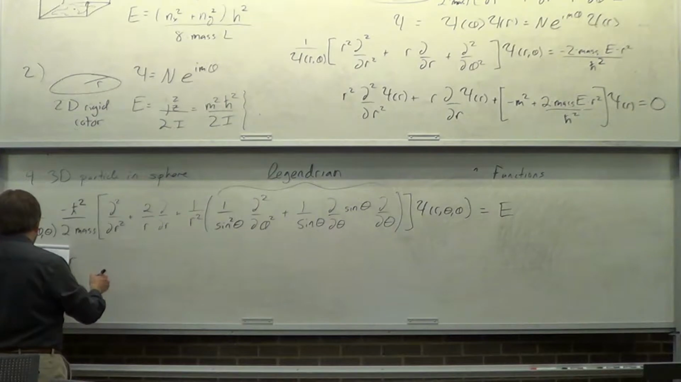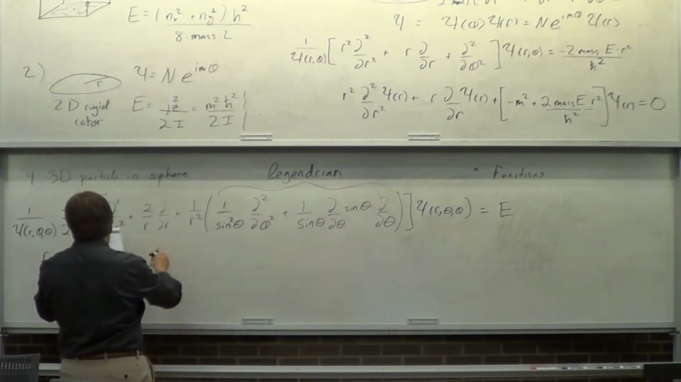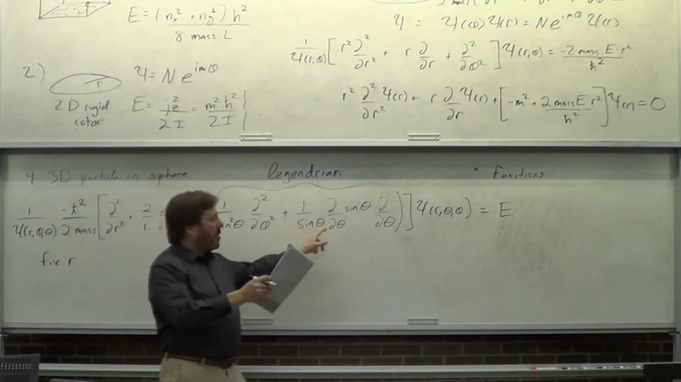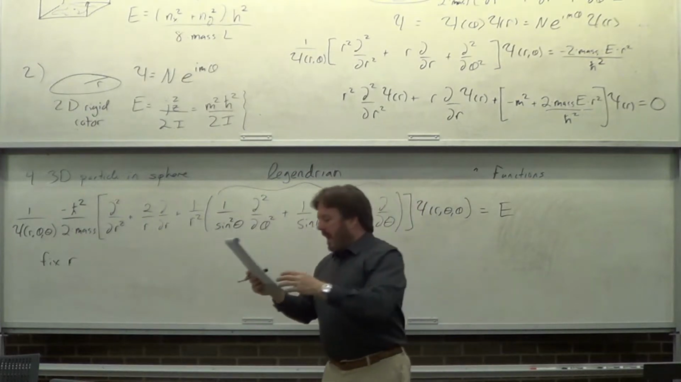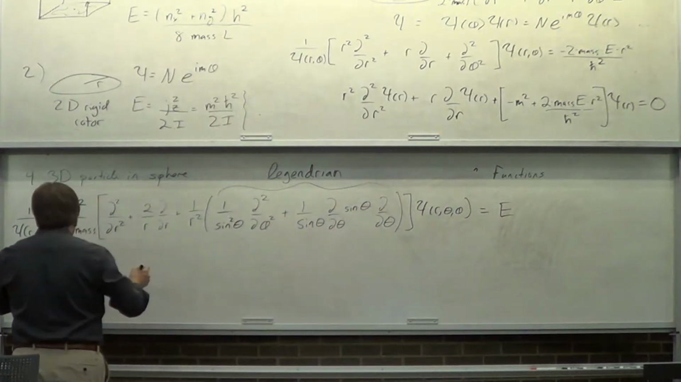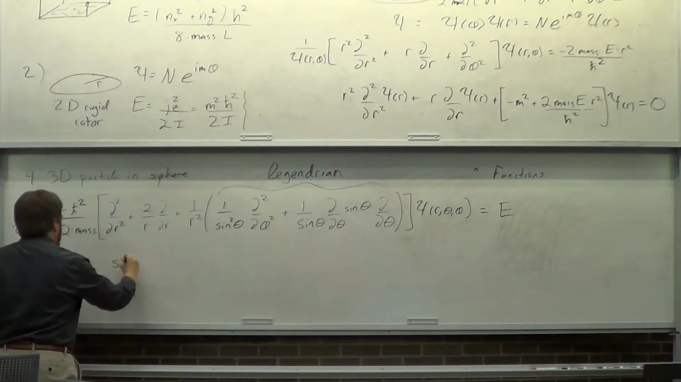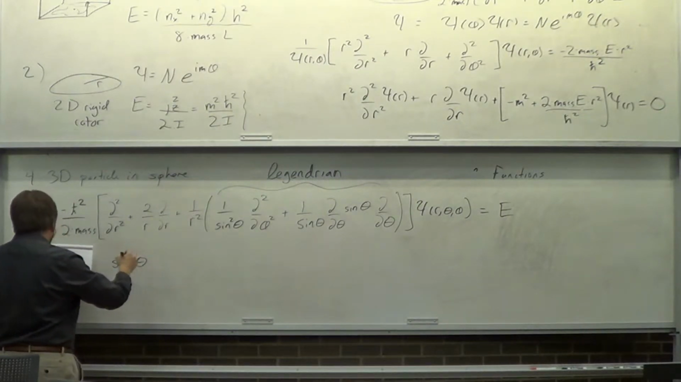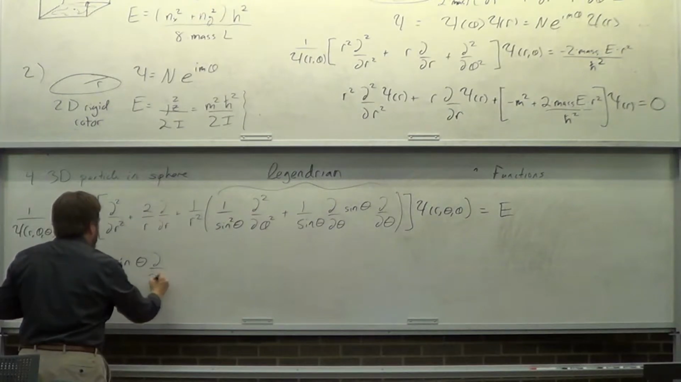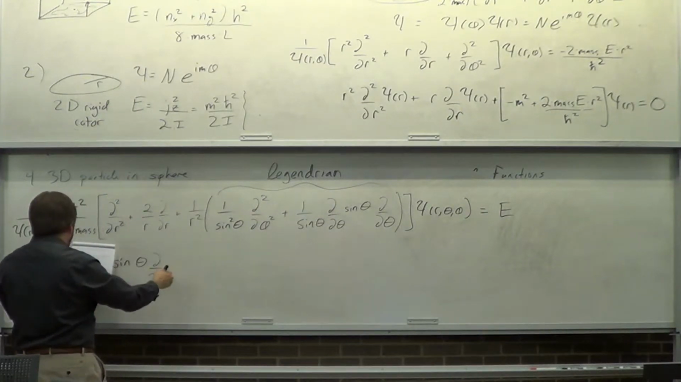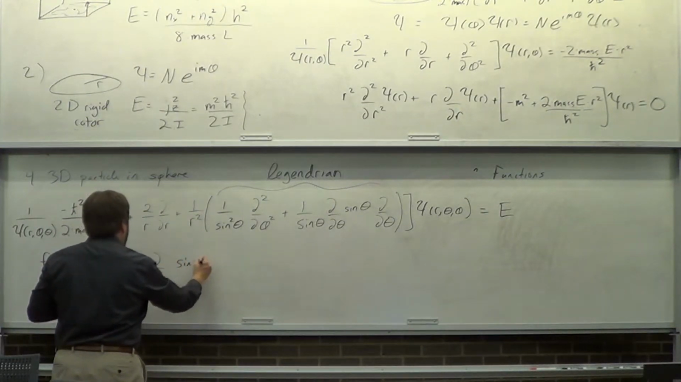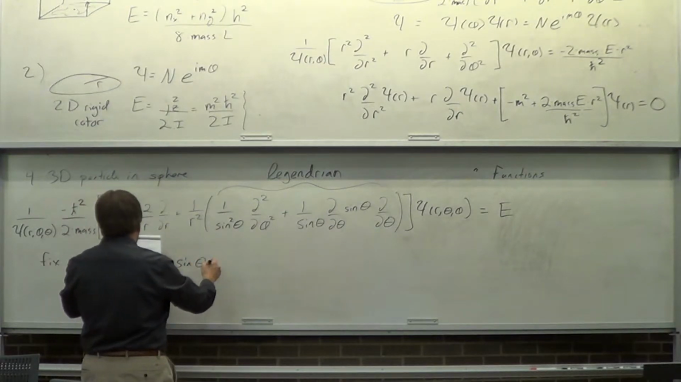Let's see, what do we have? So I'm going to ignore the DRs. I'm going to multiply by R squared. And again, since R is fixed, it's no longer an operator. And you end up with, oh, I also multiply by sine squared. I'm doing two sets of algebra between here and here, so you may have a little trouble following it.